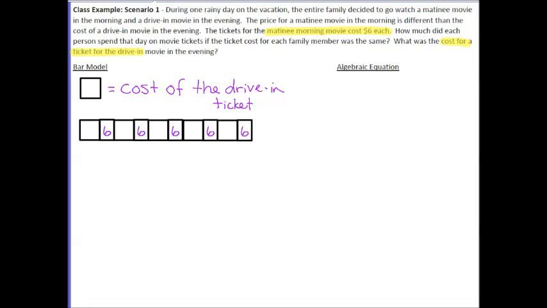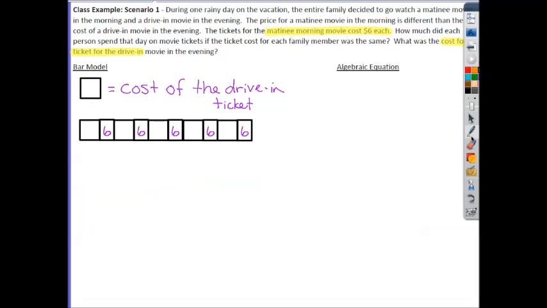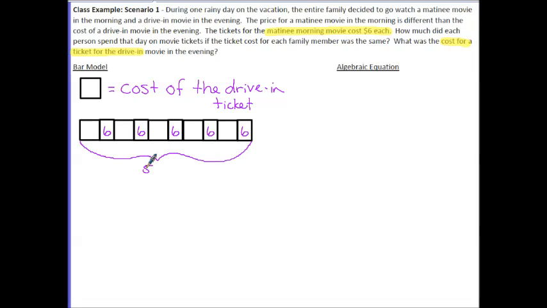So if you look back at our original information, we were told that the amount they spent on movies for one day was $75. And so that really tells me the cost of the entire day, and therefore the length of my entire bar is $75.